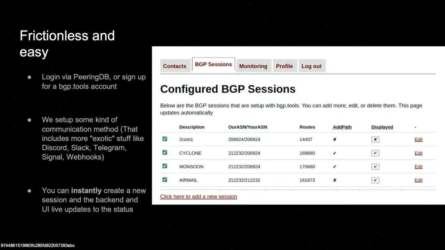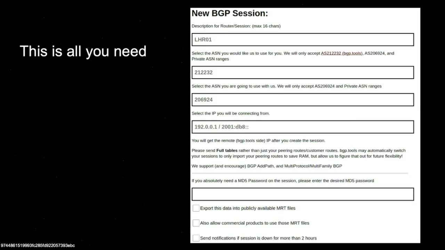Doing this is mostly frictionless and easy. You can log in through PeeringDB if you have a PeeringDB account, or sign up directly into bgp.tools. We only require one contact method so that I can contact you if something goes horribly wrong. And you can instantly create sessions. You don't actually have to email me. It's entirely self-serve. This is all you need: a description of the session, ASNs if you want to do iBGP or eBGP, and if you absolutely need it, I really don't want you to do it, but if you do need it, an MD5 password.